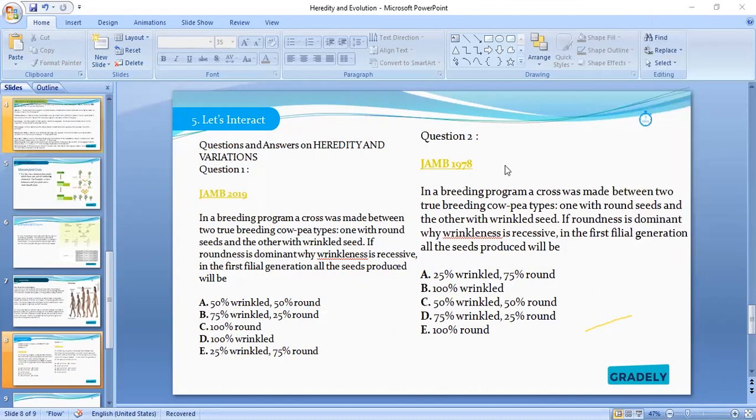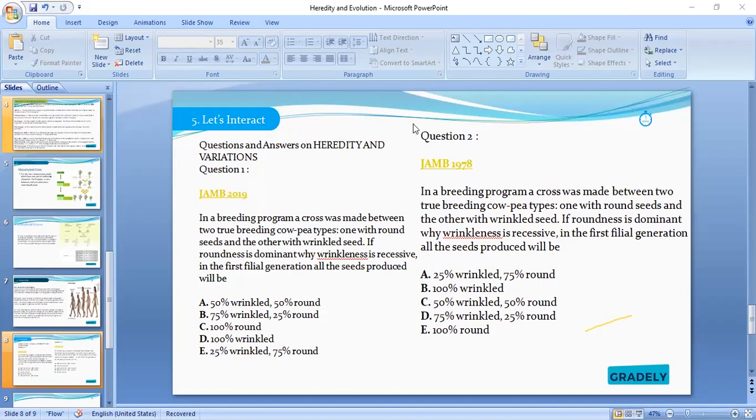I say in a breeding program cross. Okay, E. She said E. Julie said E. Elizabeth Ajayi said E. Okay, I don't know the answer, so we'll do it together. We'll confirm. Any other person that is dropping something? E. Wow, everyone E. Let's hope that E is the right answer.